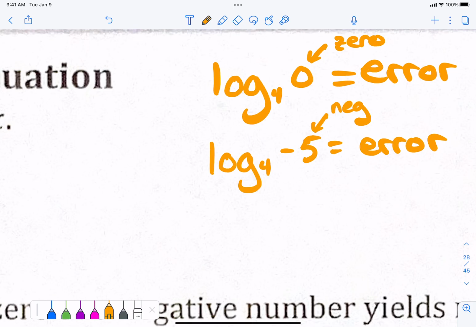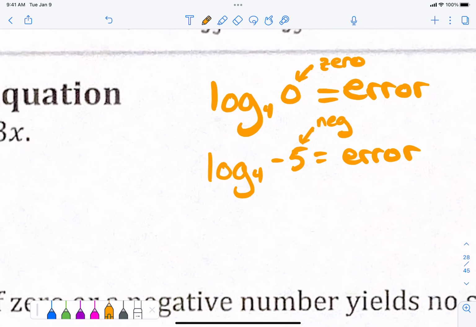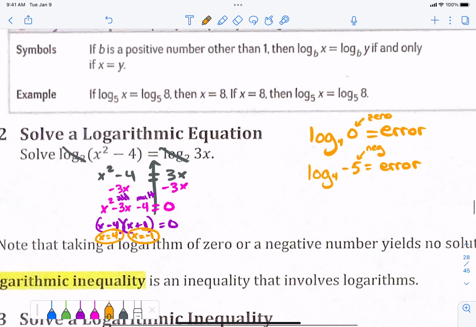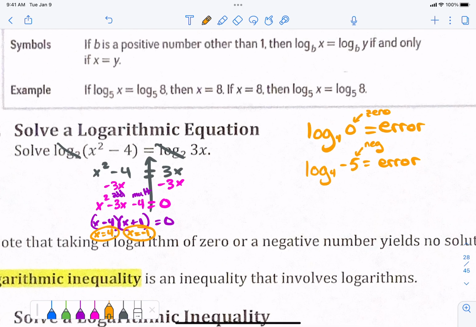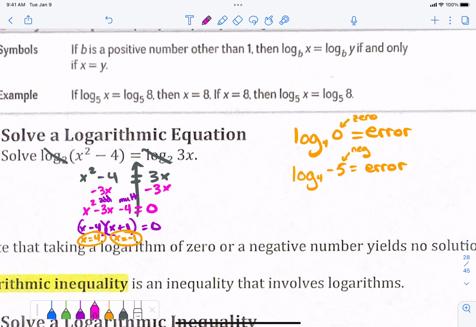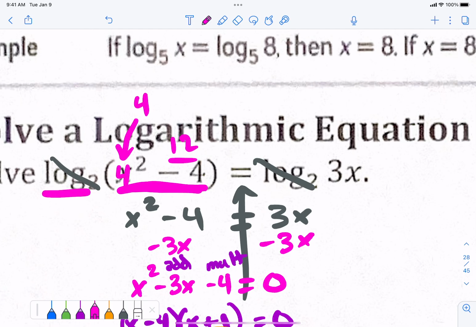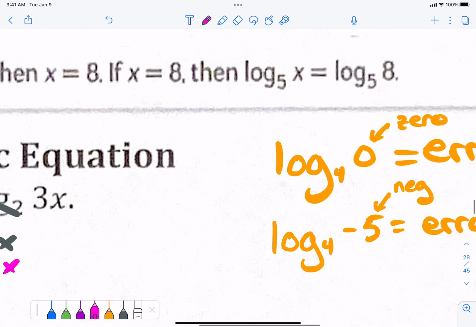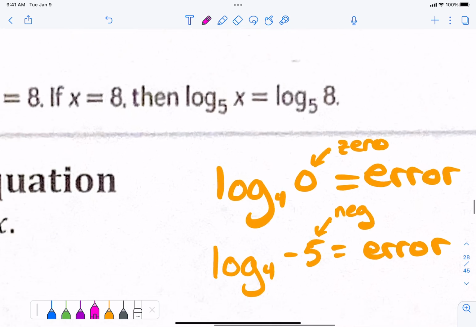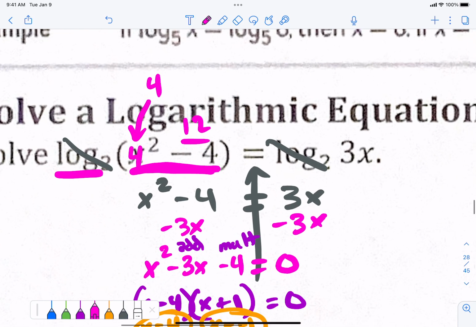Now, here's the deal. Here's how this works. We have to check our answer. So we got 4 as an answer, right? If I plug 4 in right here, 4 squared minus 4, what does that come out to be? 12. Great. Can you take log of 12? Is it 0 or negative? No, so this is okay, right? And if I plug 4 in here, 3 times 4 is 12 also.